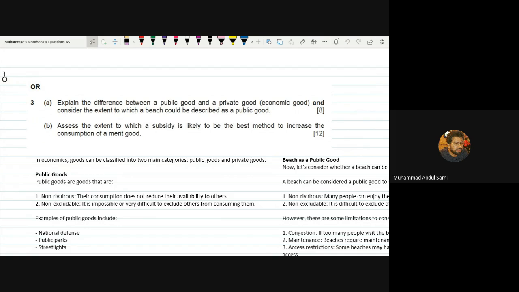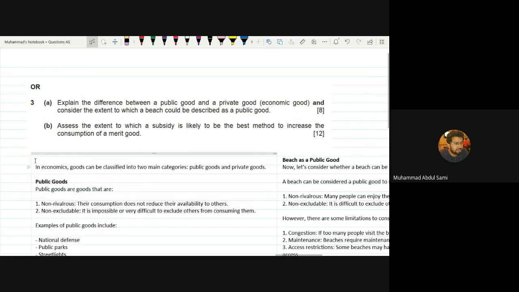For an 8 mark A question, we know that it comprises AO1, AO2, and AO3. The marks composition is AO1, 3 marks, AO2, 3 marks, and AO3, 2 marks. 3 plus 3 is 6, and 2, 8 marks. So we will establish the AO1, the AO2, and the AO3 for question number 3, part A.